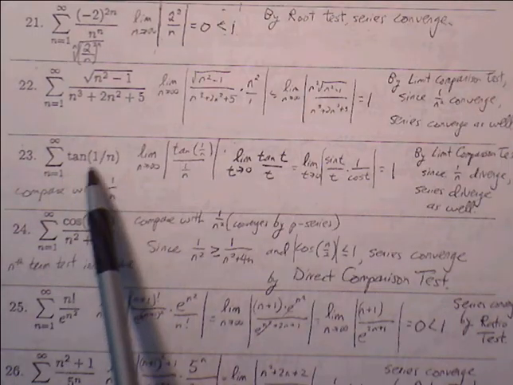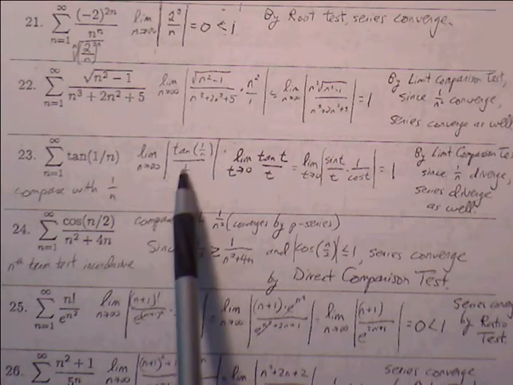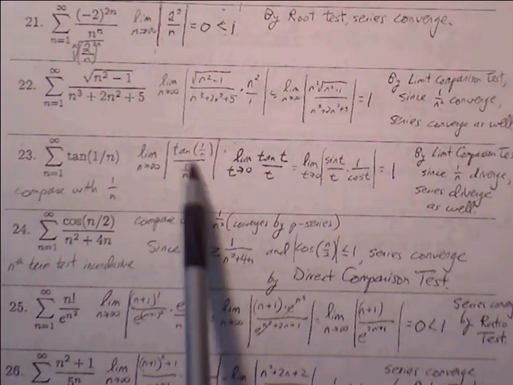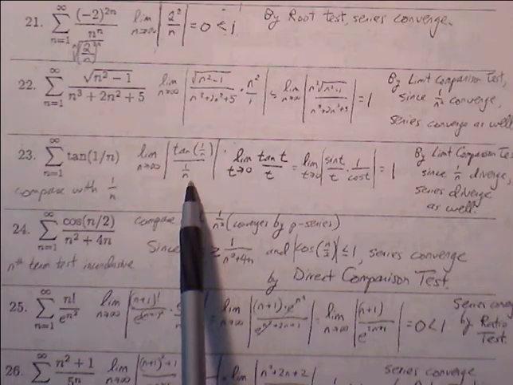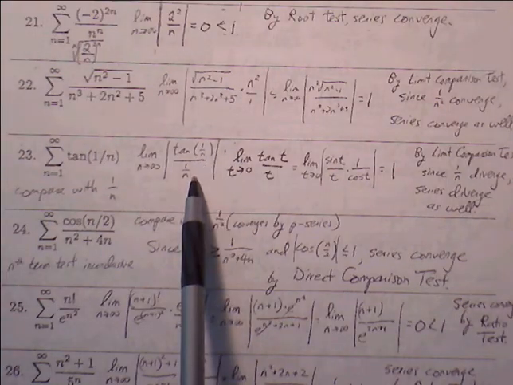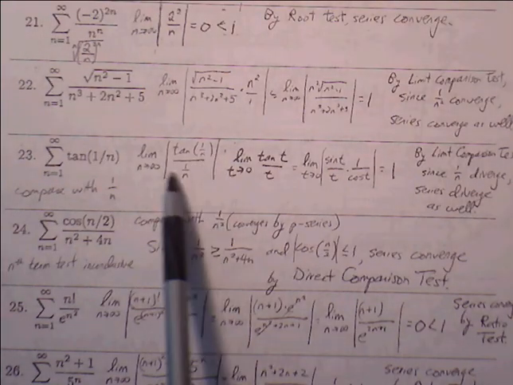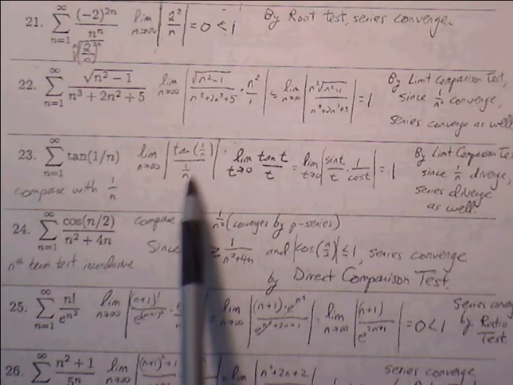Okay, so here we have tan of 1 over n. If we compare this with 1 over n, for instance, using the limit comparison test, we know 1 over n will diverge. So if we can show that this expression goes to a real number, then that's enough to show the series behaves the same. So tangent of 1 over n over 1 over n. As n approaches infinity, we know these expressions will go to 0.